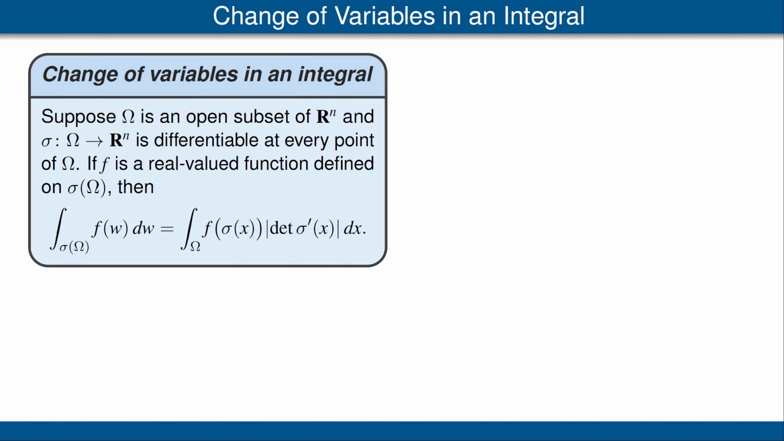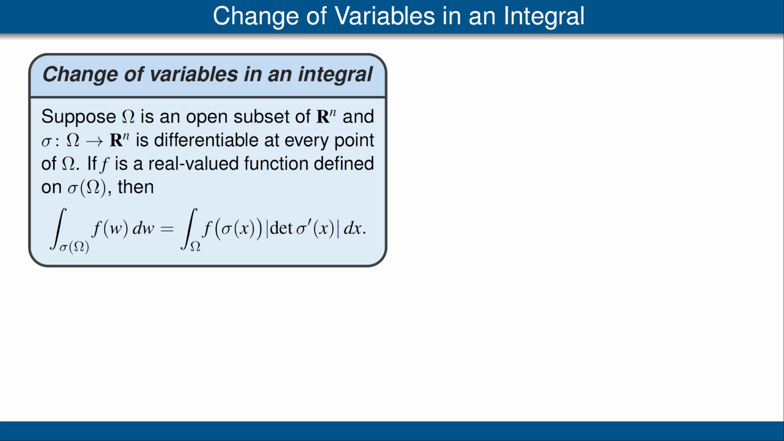Now we have the payoff for the work we've been doing. Suppose omega is an open subset of Rn, and sigma is a map from omega to Rn. Suppose that sigma is differentiable at each point of omega. Suppose f is a real-valued function defined on the image sigma of omega. Then we have the integral formula shown here.